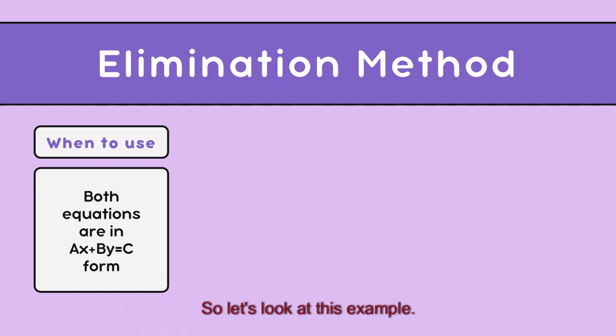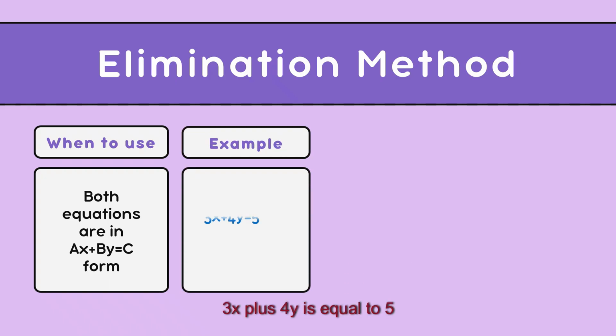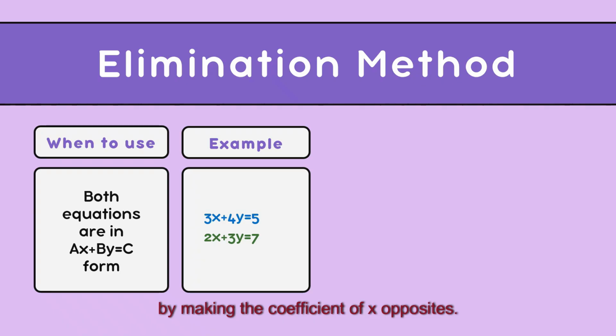So let's look at this example. 3x plus 4y is equal to 5 and 2x plus 3y is equal to 7. Our goal is to eliminate either x or y. In this case, we'll eliminate x by making the coefficients of x opposites. So we have here 3x and the other one is 2x. So, multiply each equation to create opposite x coefficients.